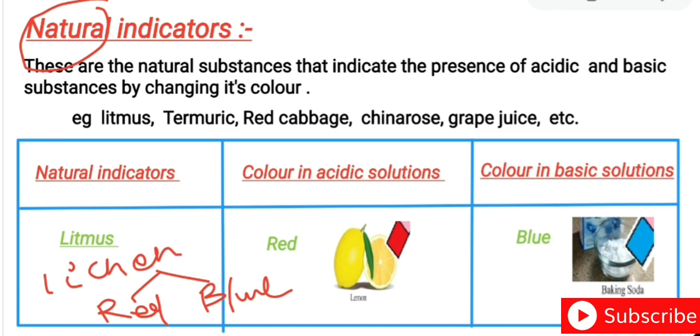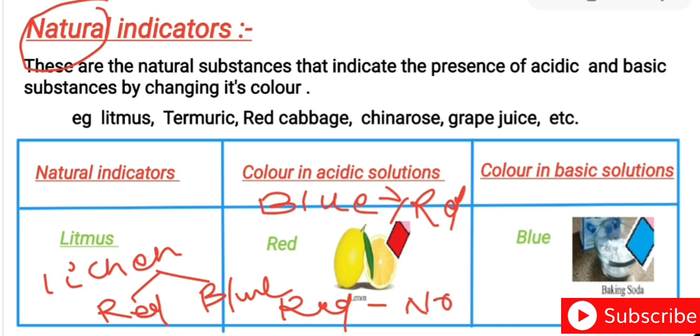The red color indicates that the solution is acidic in nature, and the blue color indicates that the solution is basic in nature. So now let us check it. When we bring the red litmus in contact with the acidic solution, there is no change in color. But if you bring the blue litmus in contact with the acidic substance, it turns red in color. So blue changes to red here, but red no change.